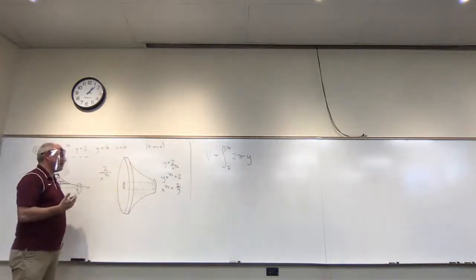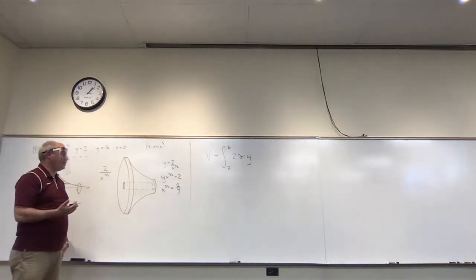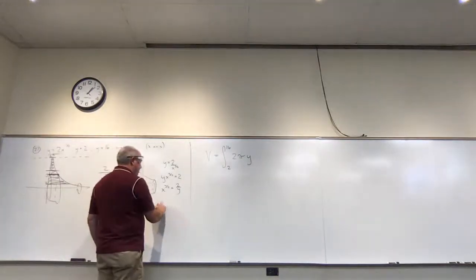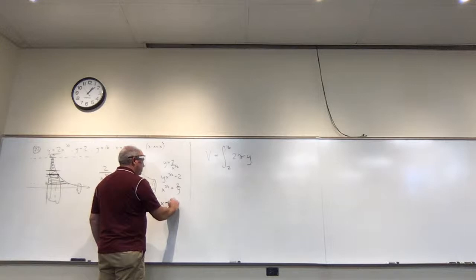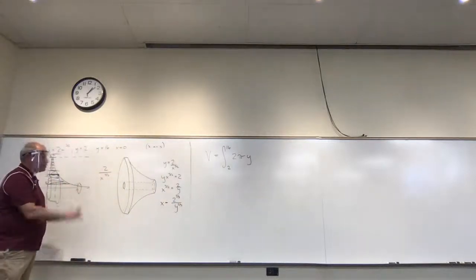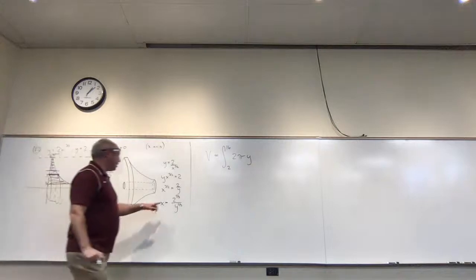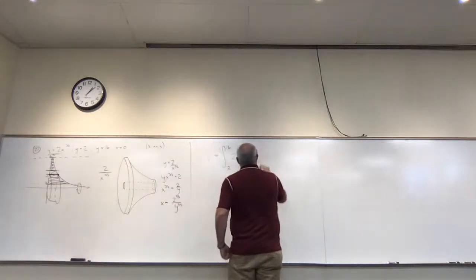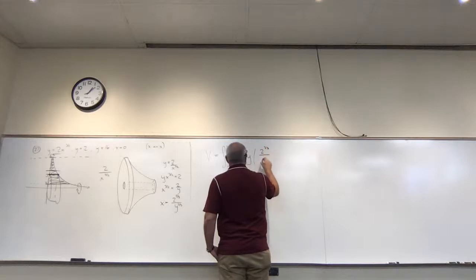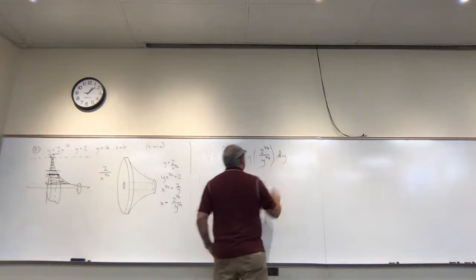And then I guess I'd have to raise both sides to the 2/3 power, right? And so I'd get x is equal to 2 to the 2/3 divided by y to the 2/3. And so that's what I want to put in. So the top function is 2 to the 2/3 over y to the 2/3 dy.